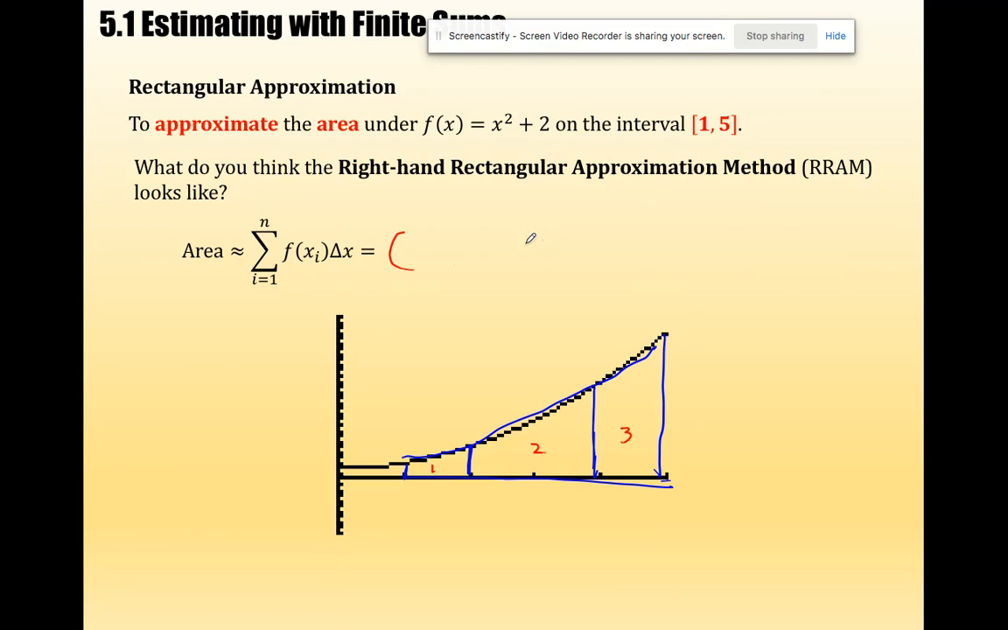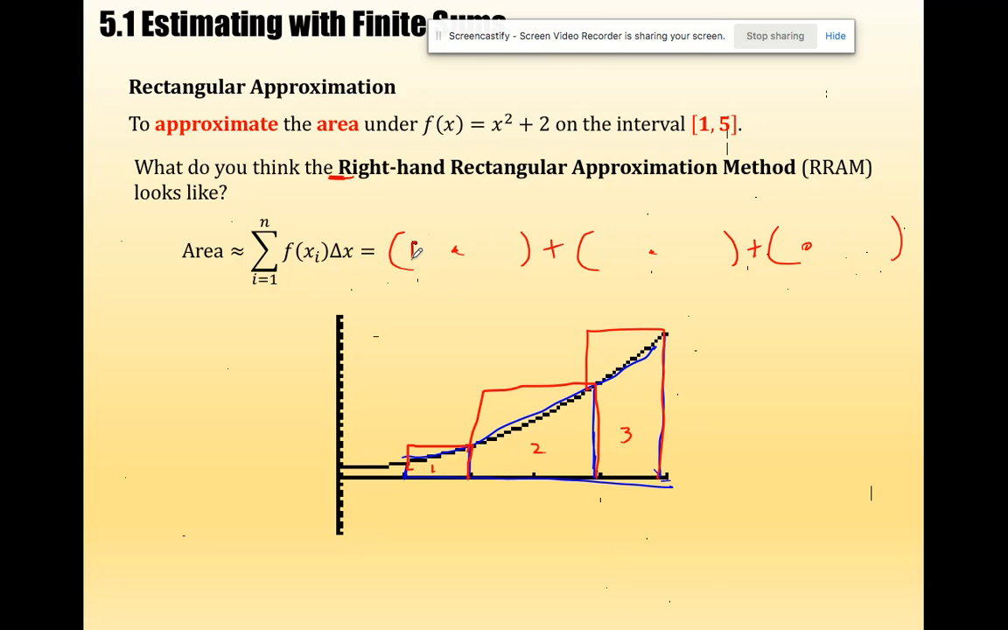I would only have 3 products that I would sum. But if I'm using the right hand rule, or the right hand method, I would go to the right side of the first interval, up to the function, constantize it, go down. Up to the function, constantize, down. Up to the function, constantize, down.